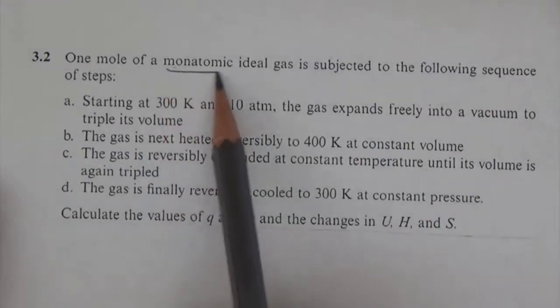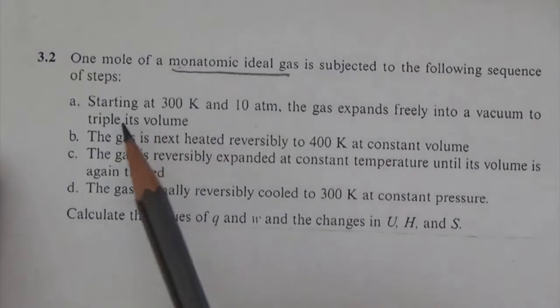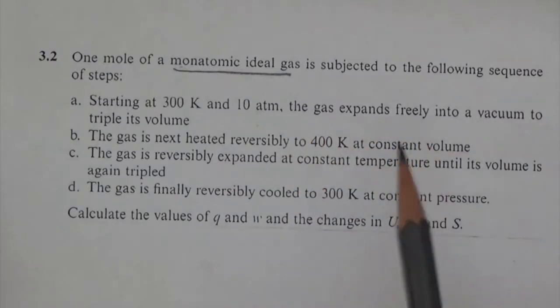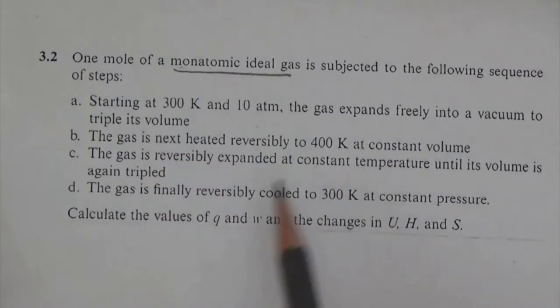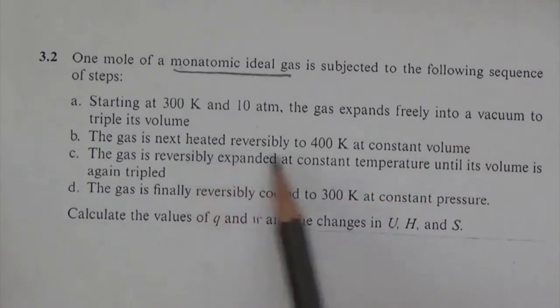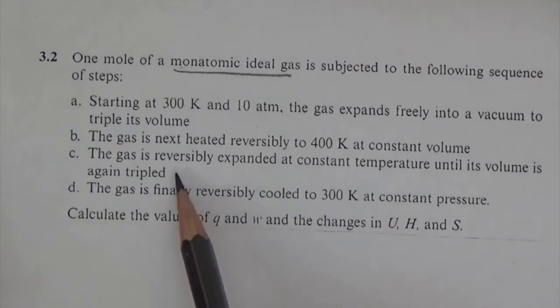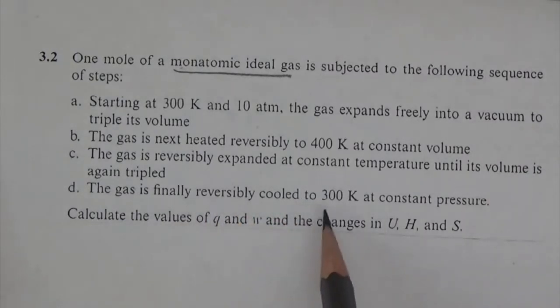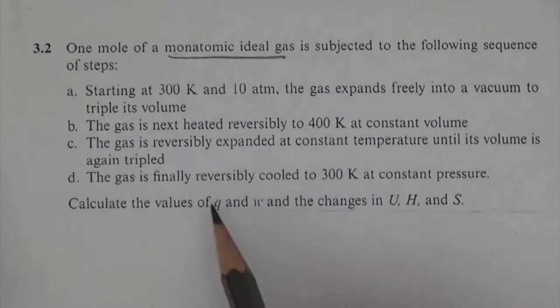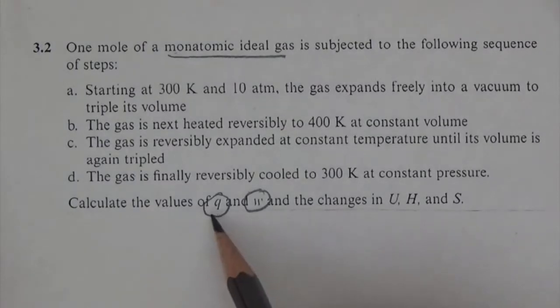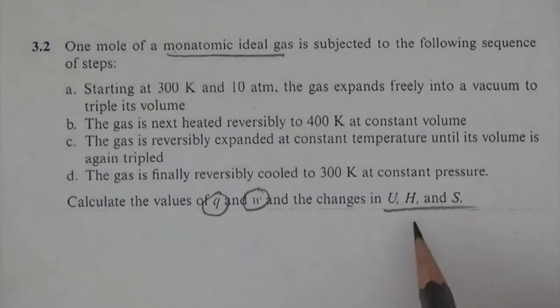We have a monoatomic ideal gas, and it goes through a series of four steps, beginning with a free expansion into vacuum. We'll talk about that in a little bit. After that free expansion that triples the volume, it is heated reversibly at constant volume. It is reversibly expanded at constant temperature to triple the volume, and it's finally reversibly cooled. For each one of these transitions, we're supposed to calculate the heat transferred and work done, and then the state equations, state variables.